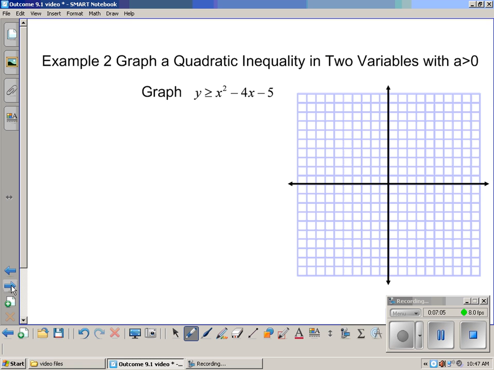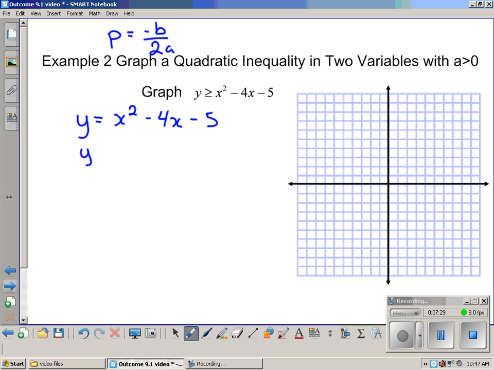So let's start by graphing y equals x squared minus 4x minus 5. Again, the easiest place is to find your vertex. We can complete the square on the vertex, or we could use our formula that p is equal to negative b over 2a to find the x coordinate, and then substitute back in. I'm going to complete the square.